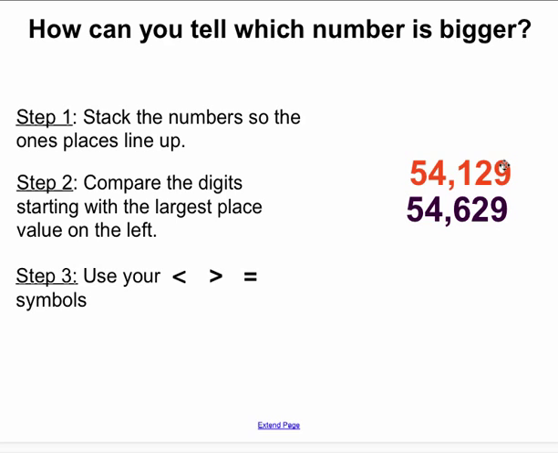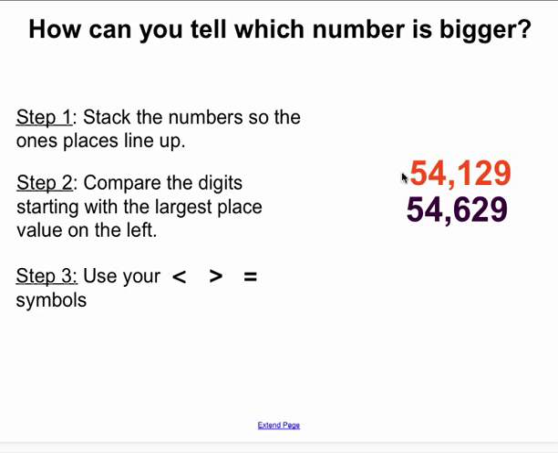Now my ones place over here on the right is lined up. So we have our place values going in order from ones place, tens place, hundreds place, thousands place, all the way up to the 10,000s place. Now that the numbers are matched, I can start comparing them. Step 2: compare the digits starting with the largest place value on the left. The largest place value on the left is the 10,000s place. The first number has 5 10,000s, which makes 50,000. The bottom number also has 5 10,000s, which makes 50,000. So these two place values are equal.